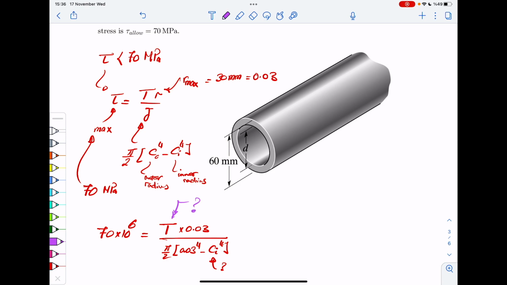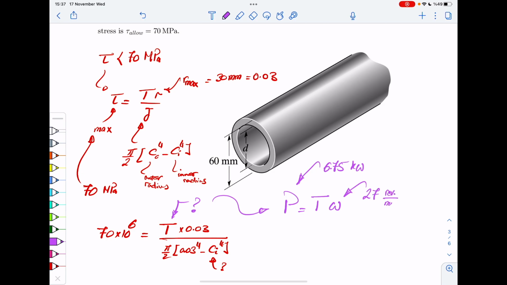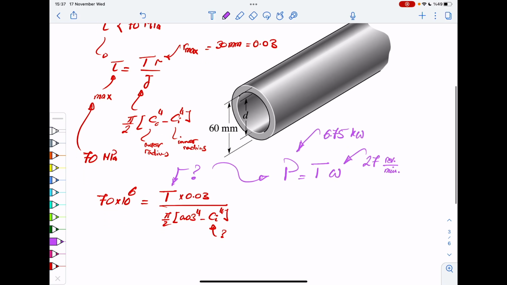But if you remember, for the torque developed in shafts when transmitting power, we had a relationship between power and torque: P equals T omega. P is given, that is 6.75 kilowatts. The rotational velocity, omega, is also given, that is 27 revolutions per minute. And from this, we should be able to compute T.